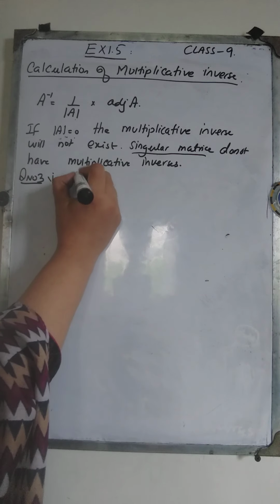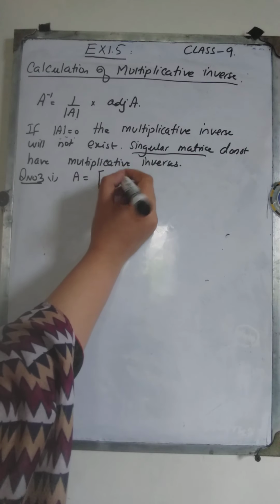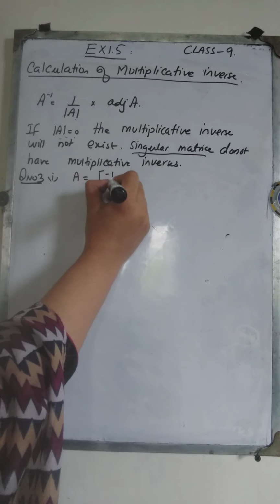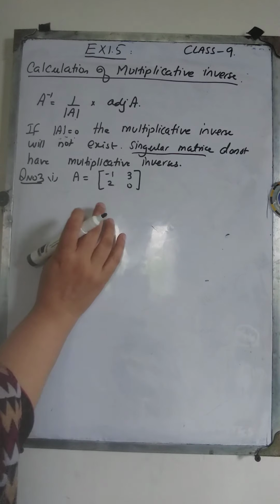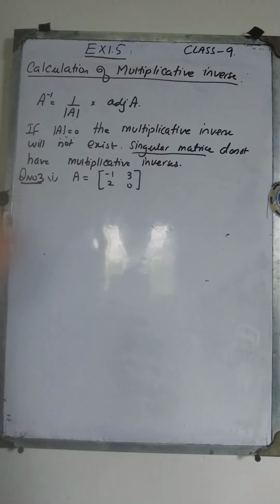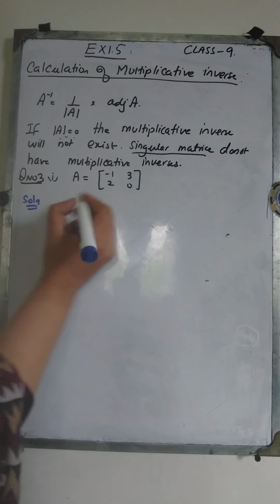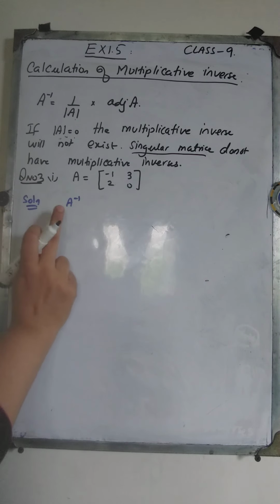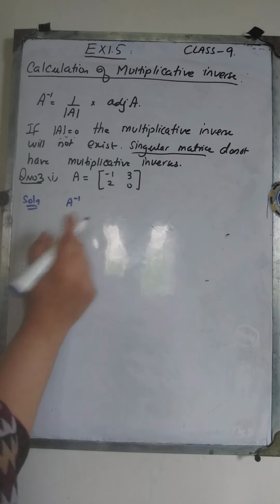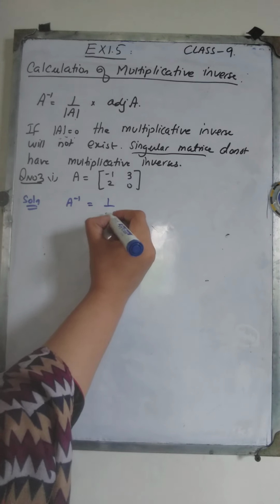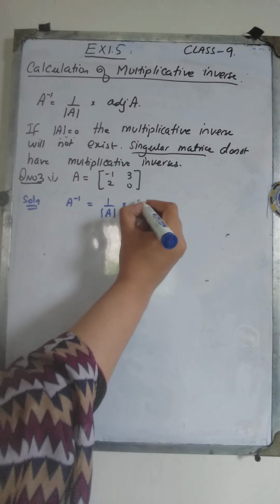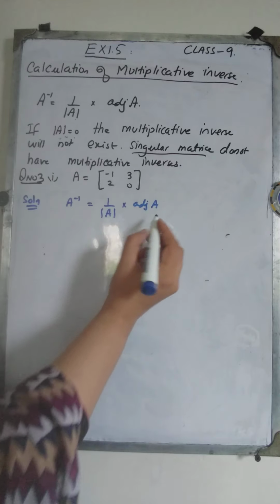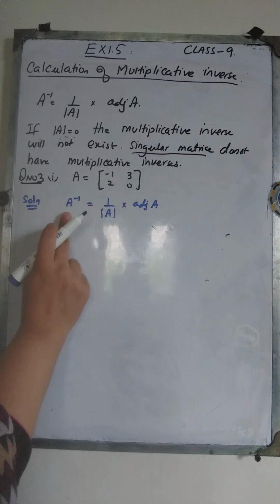We are given the matrix A equal to [-1, 3; 2, 0], and we need to find its multiplicative inverse. A is the matrix, so its multiplicative inverse is denoted by A inverse, and the formula is 1 over the determinant of A times the adjoint of A. So we need these two things to find A inverse.